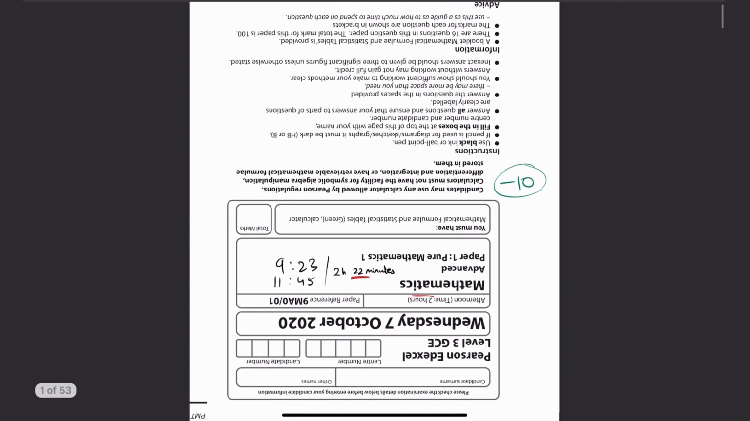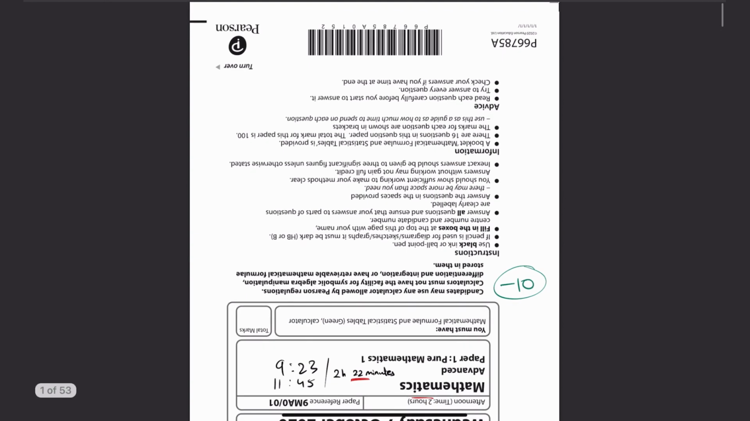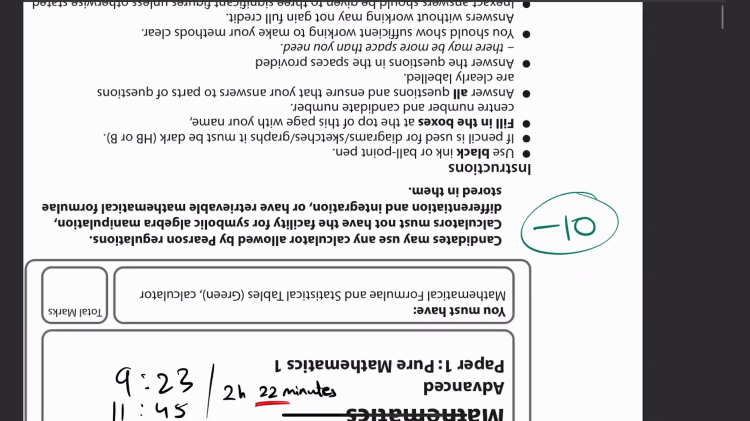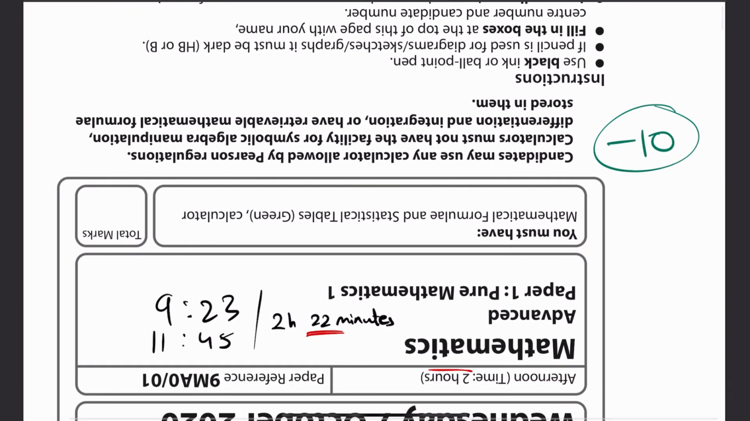I don't actually know what it's out of. Let me just check somewhere. Yeah, I do not know what this is out of. Oh, hold on. The total mark for this paper is 100. I did just turn over to look at that, but that gives me 90 out of 100.